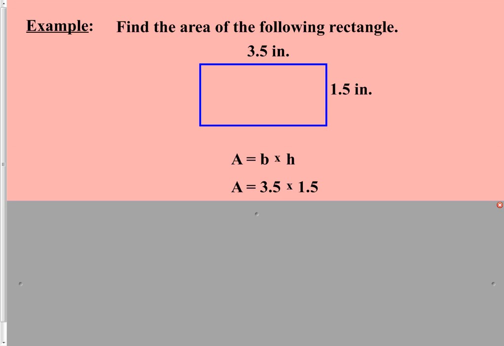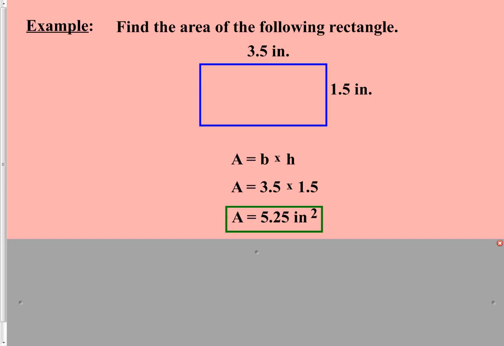We're going to multiply those together, and we end up with a decimal point. Okay, it's very, very possible that area can be decimal points. It's just a number. There's no reason to freak out about it. Write it down. 5.25. The units of measure were inches, so it's going to be square inches.